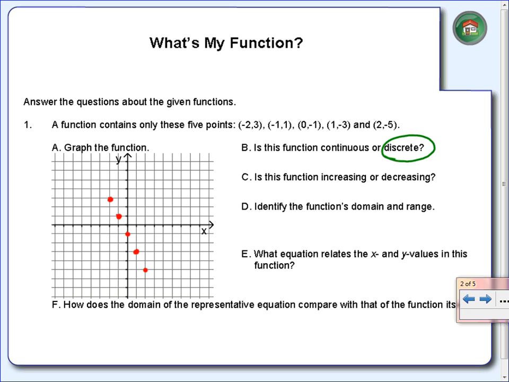C, is this increasing or is it decreasing? Decreasing. Why? Because it's going down. Notice the pattern is going down. As the x values get larger, the y values are getting smaller.